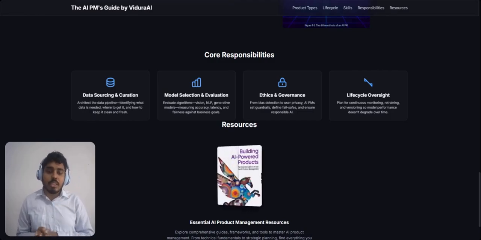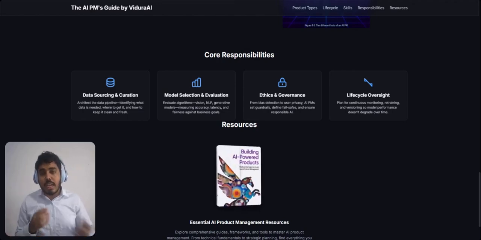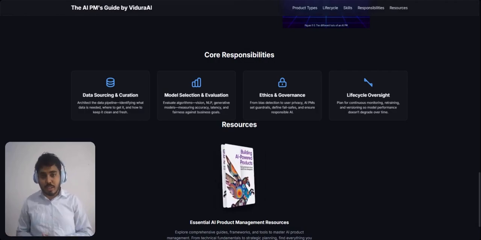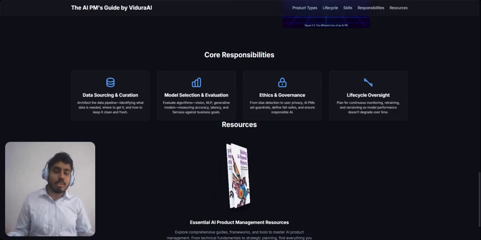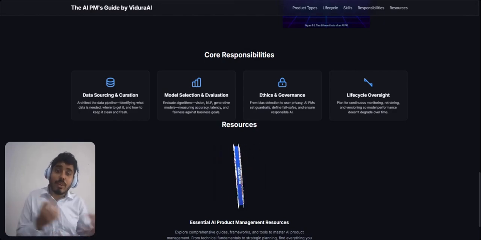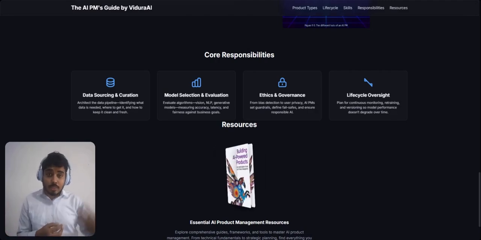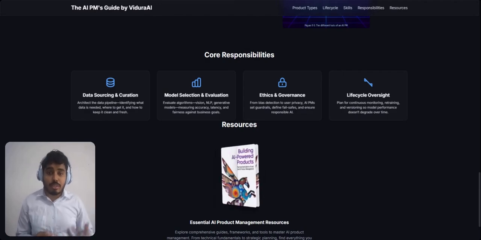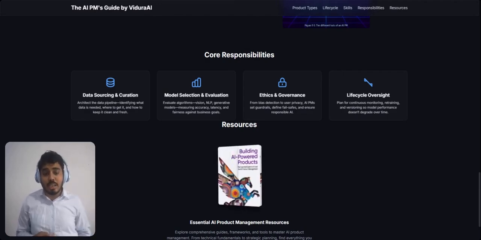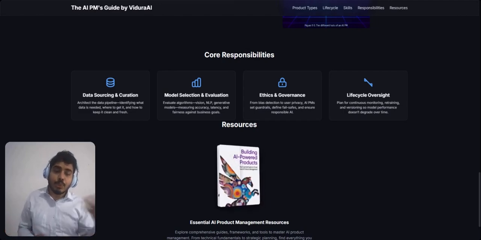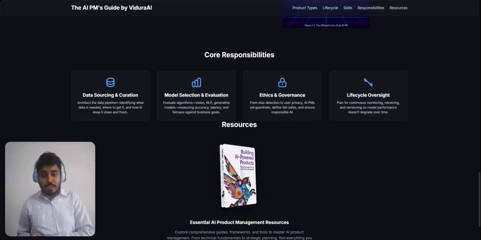And the third one is ethics and governance. So from bias detection to user privacy, AI PMs usually set guardrails, define fail-safes, and ensure responsible AI. In Sri Lanka and the rest of the world, there are companies who fail to set the fail-safes and guardrails, and the consequence is that people get demotivated and have a bad impression about it. So this isn't just about compliance; it's about building trust and ensuring your AI systems benefit society.